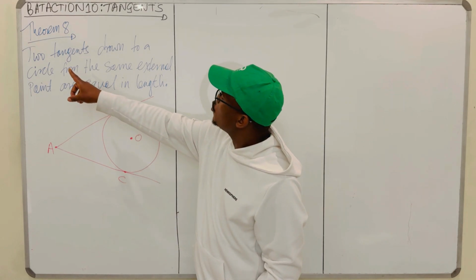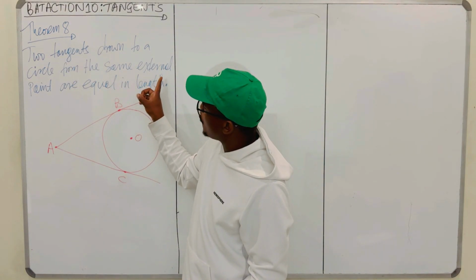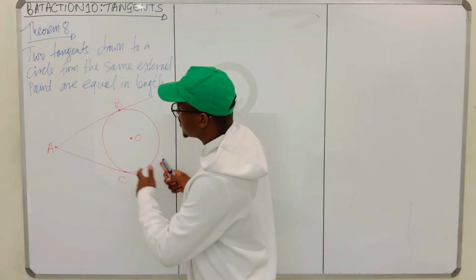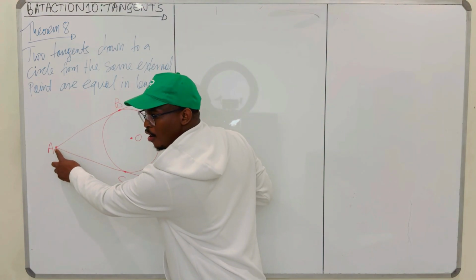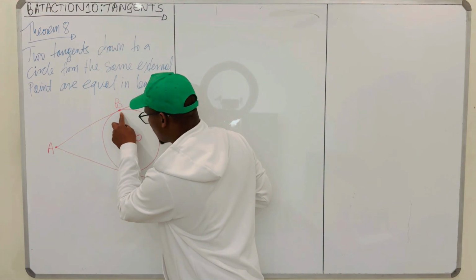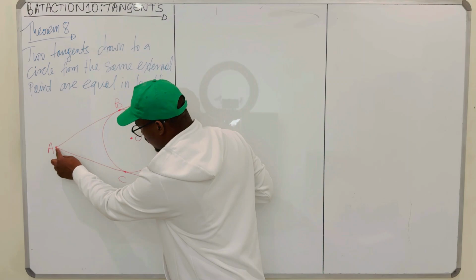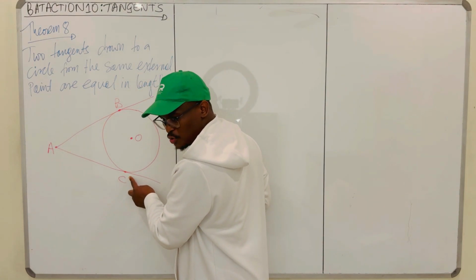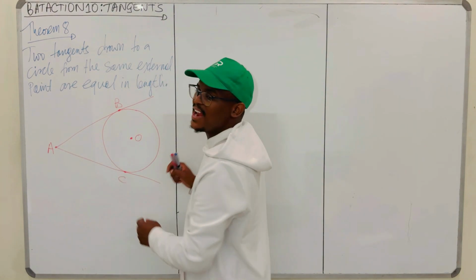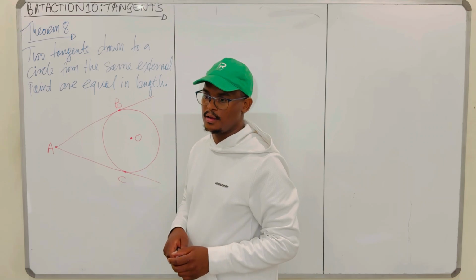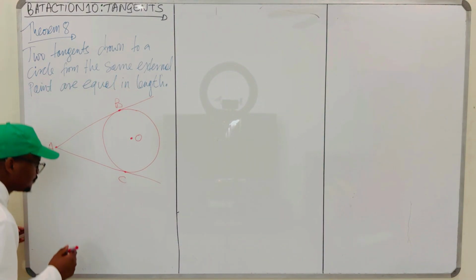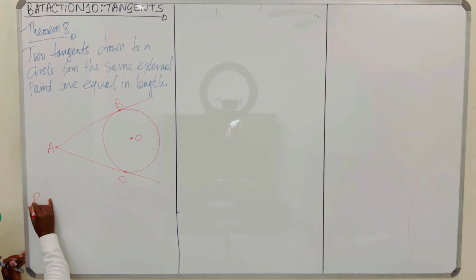So I'm saying two tangents that are drawn from the same external point are equal in length. Which means the part from the common point to the point of tangency, and the part from the external point to the point of tangency on the other tangent, these two lengths should be equal. So let's go and prove that. So proof. Are you with me? Yes.